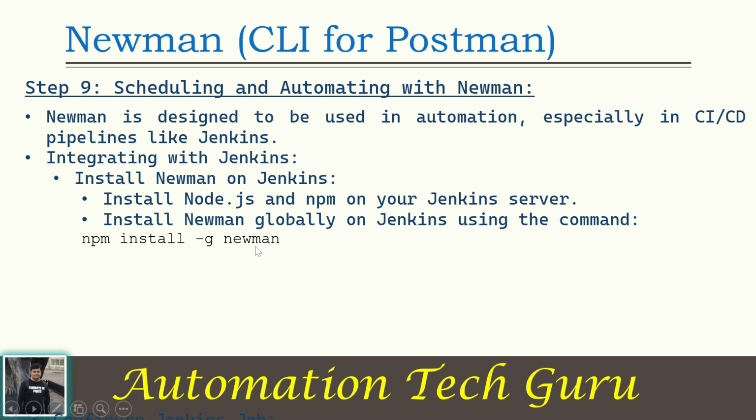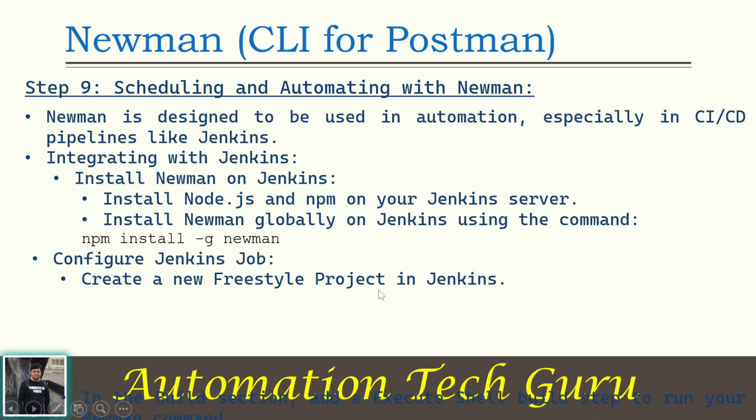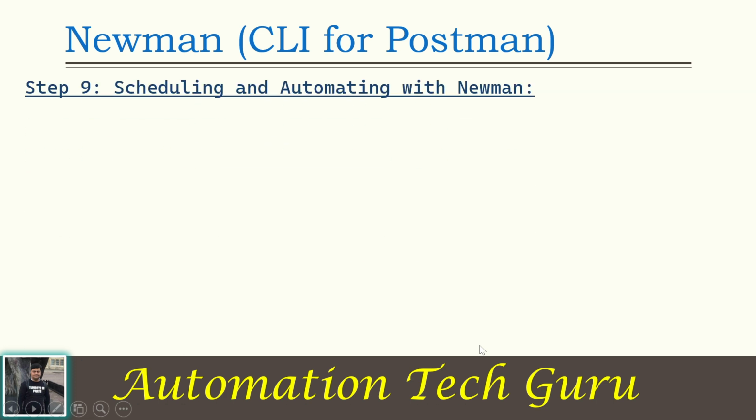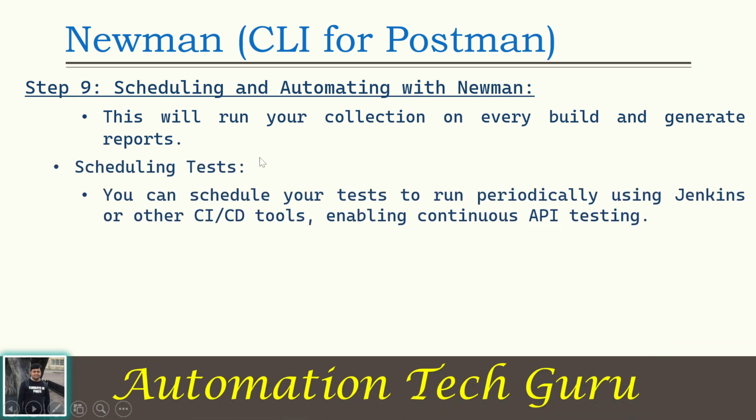Then configure Jenkins. Create a freestyle project in Jenkins, and in the build section add the execute shell build step to run your Newman command, like newman run my-collection.json -r html,cli. This will run your collection on every build and generate reports. Scheduling tests: you can schedule your tests to run periodically using Jenkins or other CI/CD tools, enabling continuous API testing.